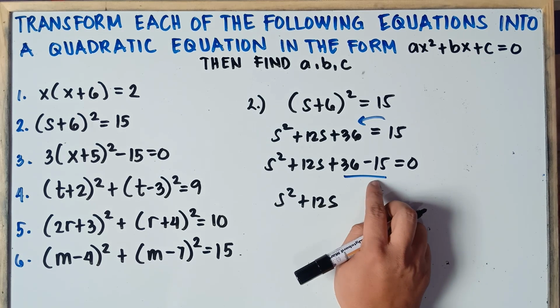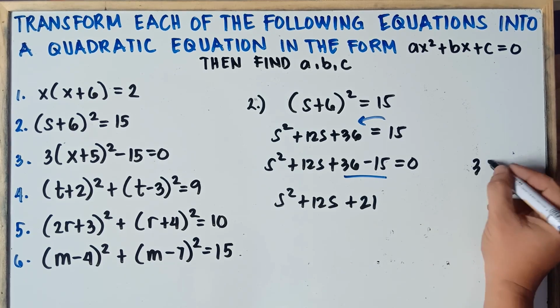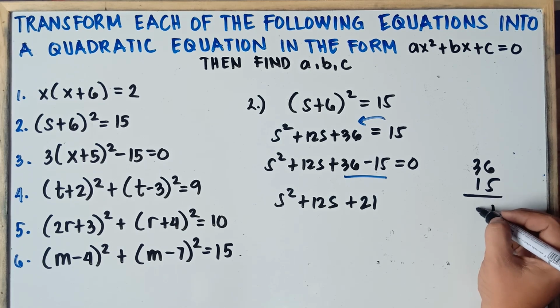36 minus 15. What's the answer, class? That's correct. That is positive 21. Let's double check. 36 minus 15. 6 minus 5 is 1. 3 minus 1 is 2.